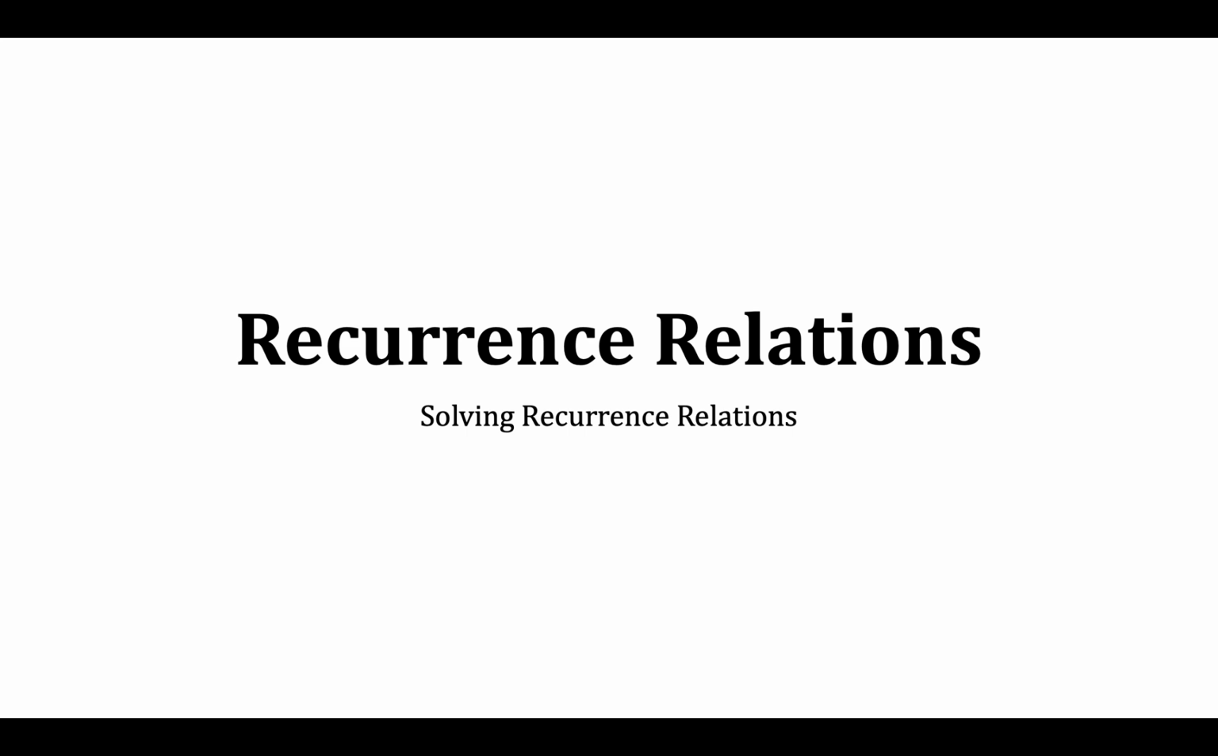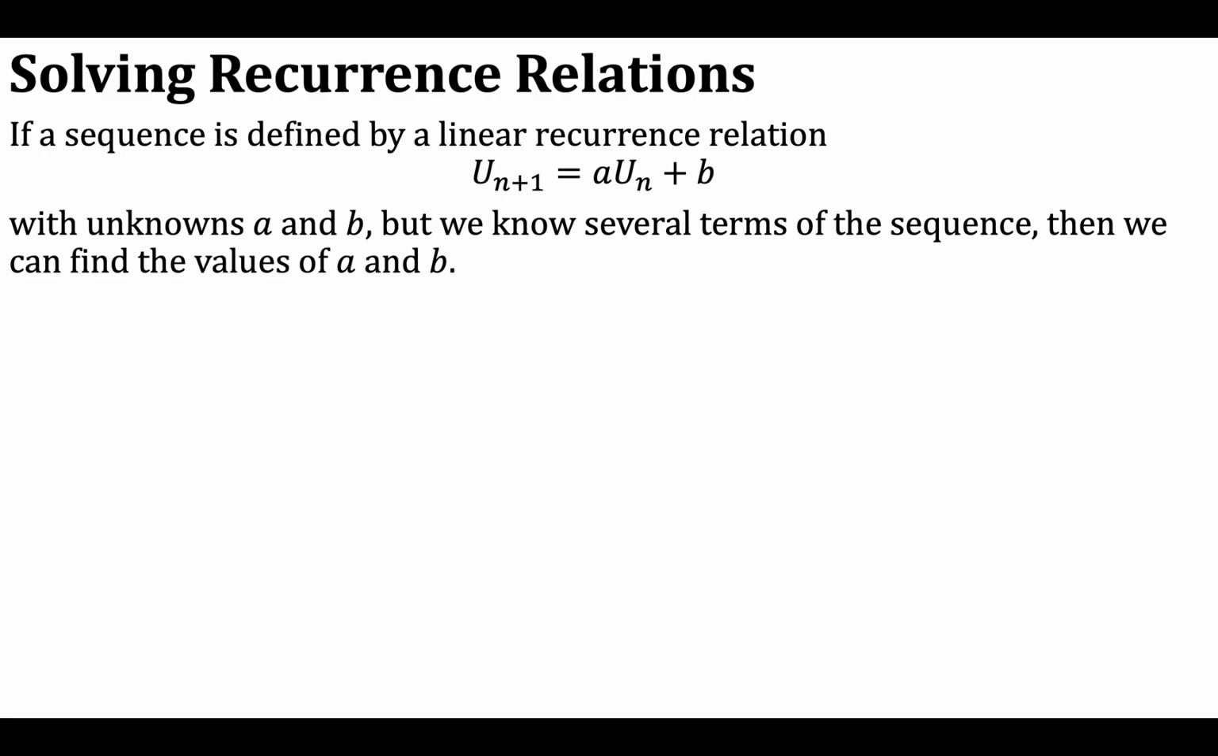In this video, we're going to learn how to solve recurrence relations. So what this means is we might be given a sequence defined by this linear recurrence relation, u(n+1) equals a·u(n) plus b. You can see here normally we would have constants where a is and where b is.